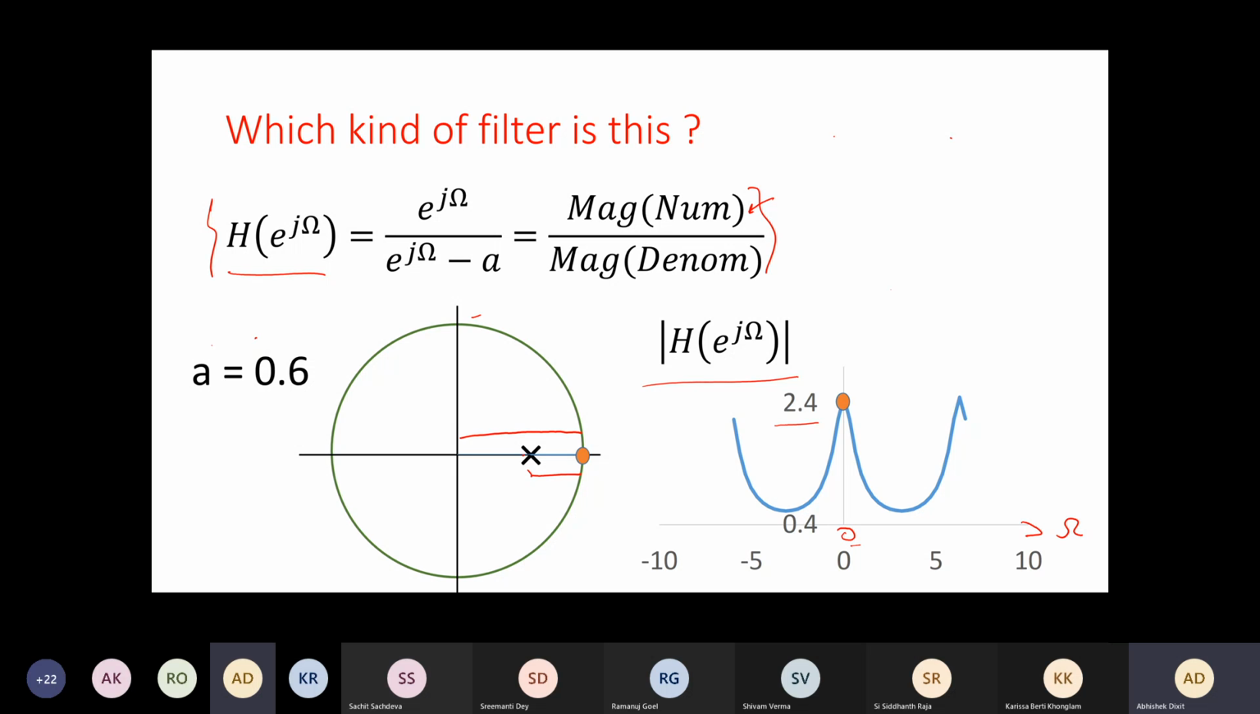Now if my omega increases, let's say to this point, this length remains constant, unchanged, right? Because this is always the radius of the circle. What happens to this length? It increases.